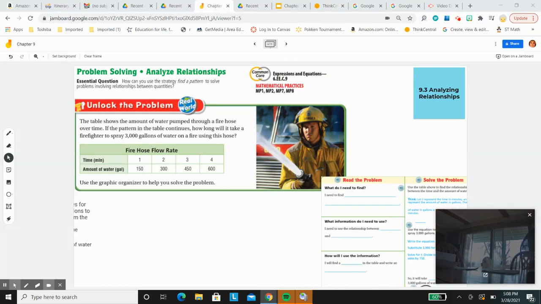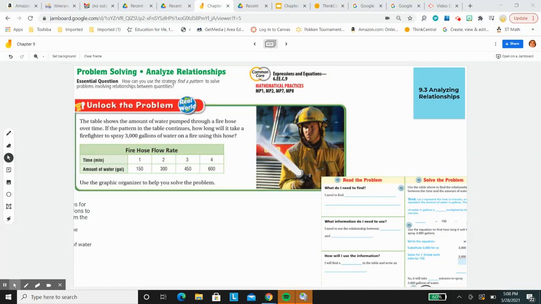Hi, boys and girls. We're going to be doing lesson 9.3 today. This is analyzing relationships. So our essential question today is, how can you use the strategy find a pattern to solve problems involving relationships between quantities?